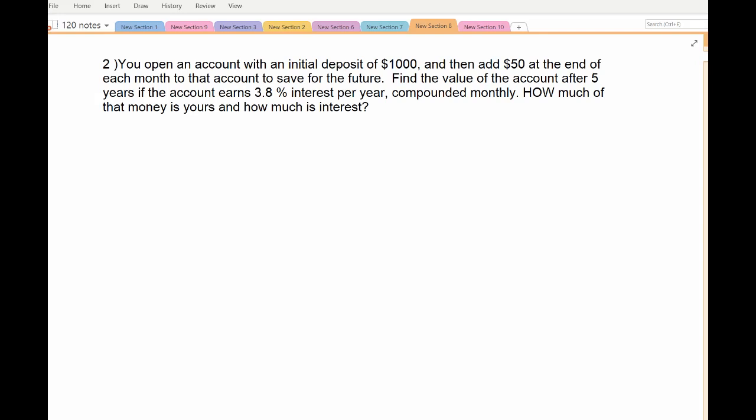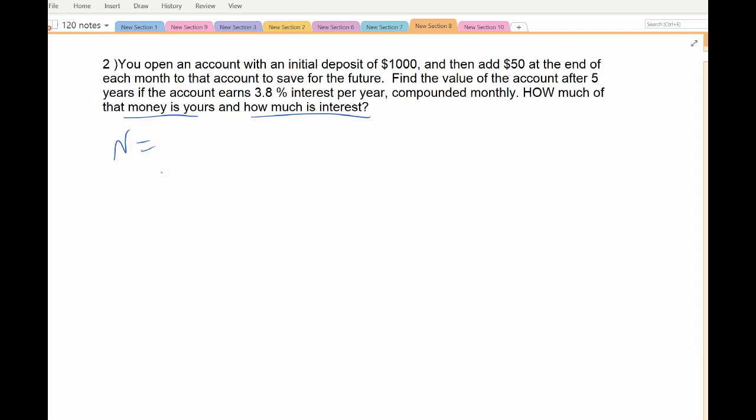The account earns, for 5 years, 3.8% interest compounded monthly. How much money is yours? How much money is interest? All right, so we want to figure out how much will it accumulate? What's the future value? And then how much is yours and how much is interest? So we have two questions to answer. All right, so first, in this case, if you were using formulas, you would have to use two formulas. You'd use the compounding formula for the $1,000 and the accumulate and sinking fund formula for $50.